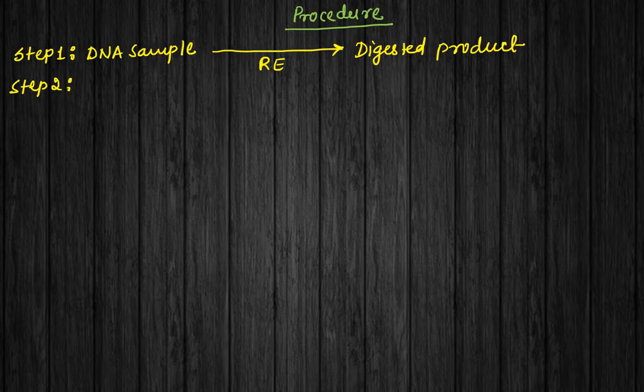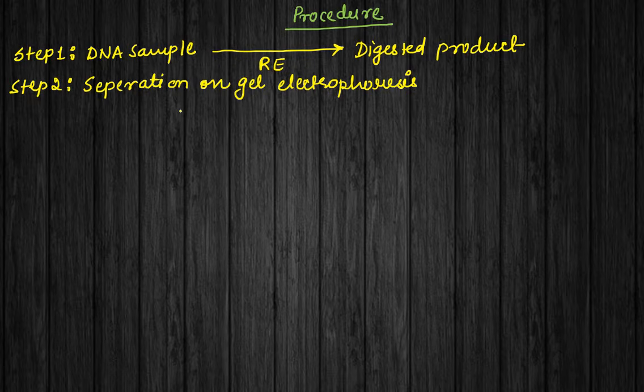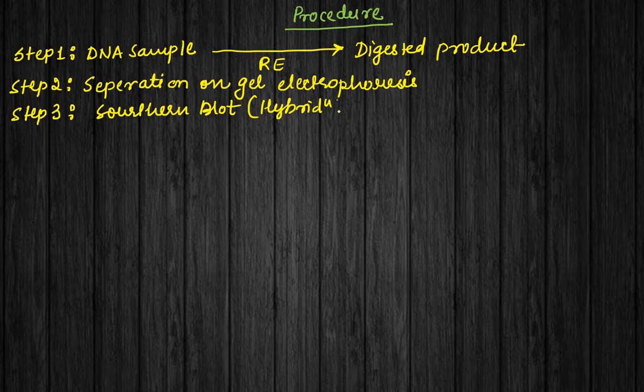So step 2 will be the separation, and we are going to separate these bands with the help of gel electrophoresis. Okay, and the third step will be the hybridization technique. Mainly we call it Southern blotting. Southern blotting will be useful for the hybridization technique.